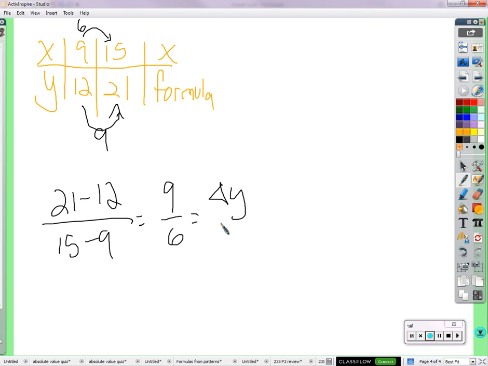How about 6? It tells you what? How much x is going up. Exactly. Well, over, because x will go over.